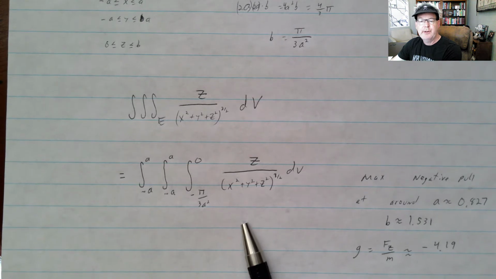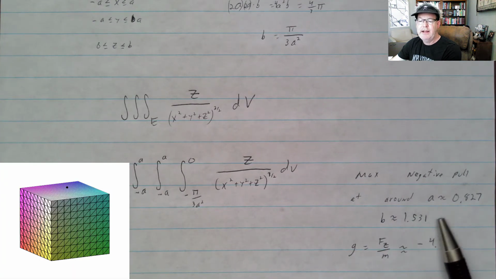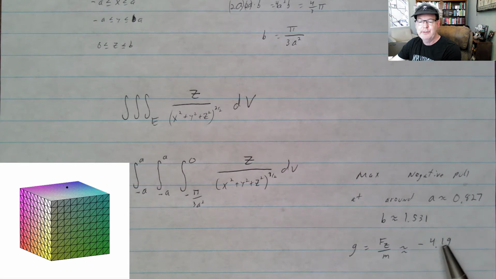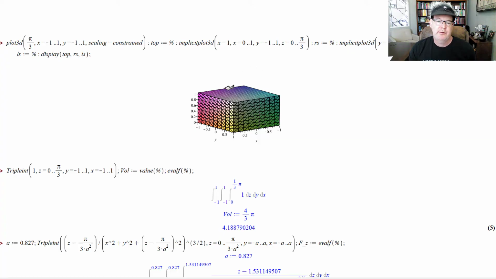And through experimentation, I found I got a maximum at about a is about 0.827, b 1.531, so it's almost like a cube, and then g is negative 4.19, or in other words, this actually has more pull than a sphere. So here's the shape.